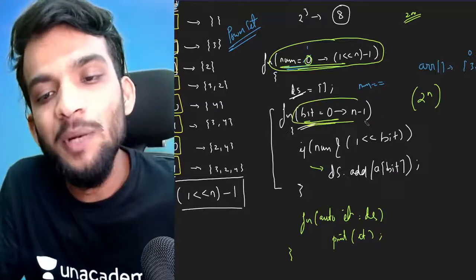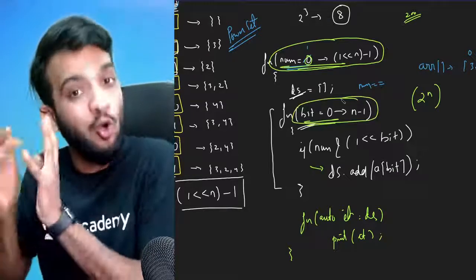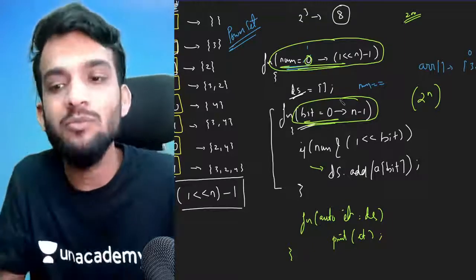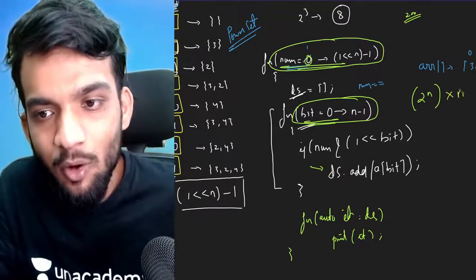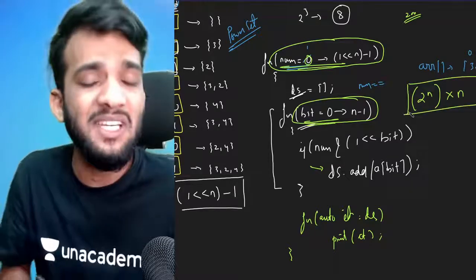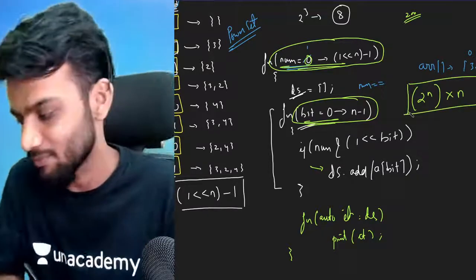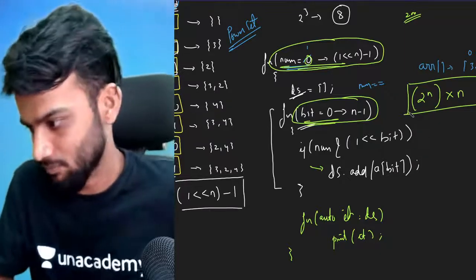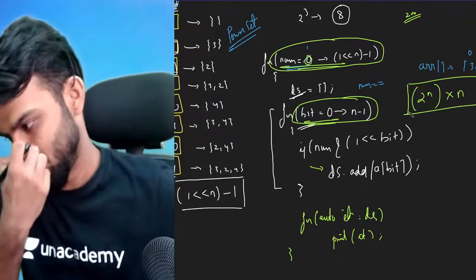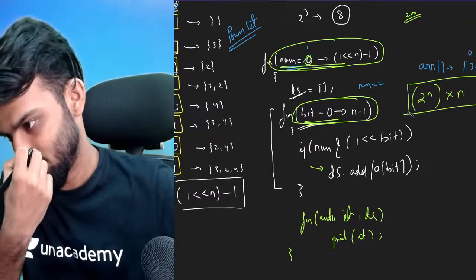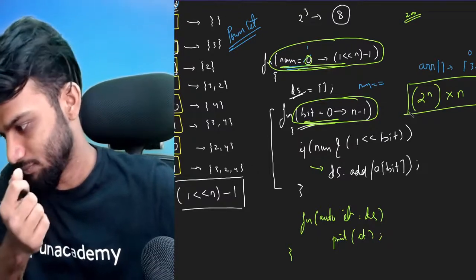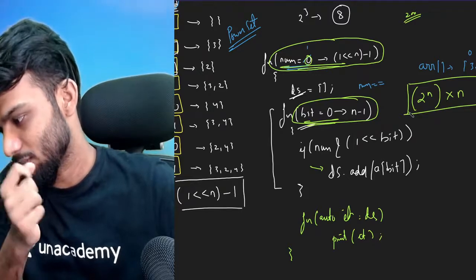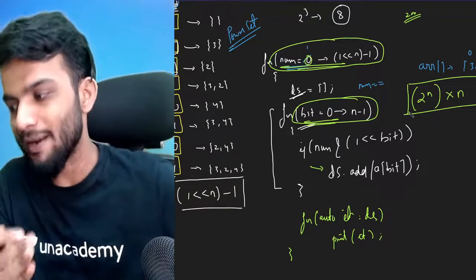And what is the inner loop running? The inner loop is always, very important, running for n times. So can I say this will be my complexity, which is very, very high. Yes, it is indeed very, very high. So 2 to the power n into n.